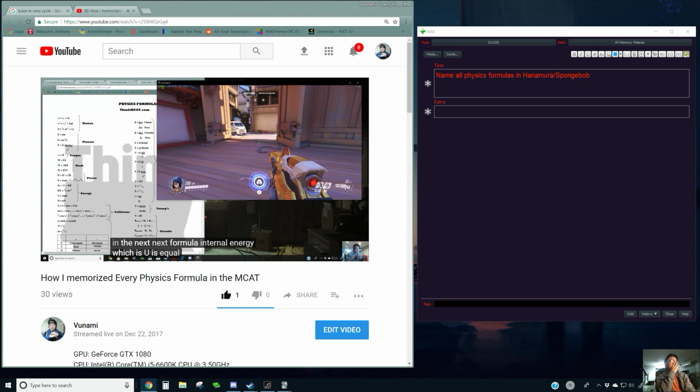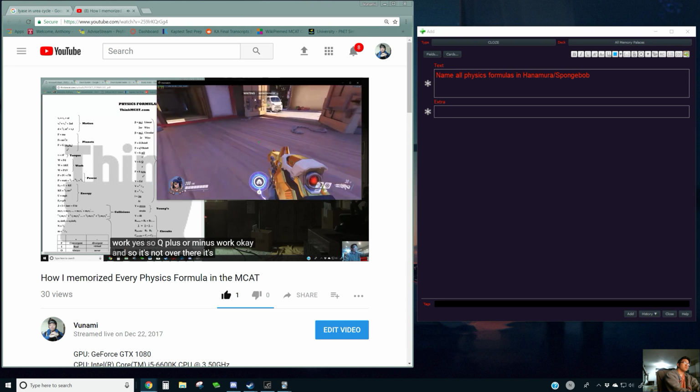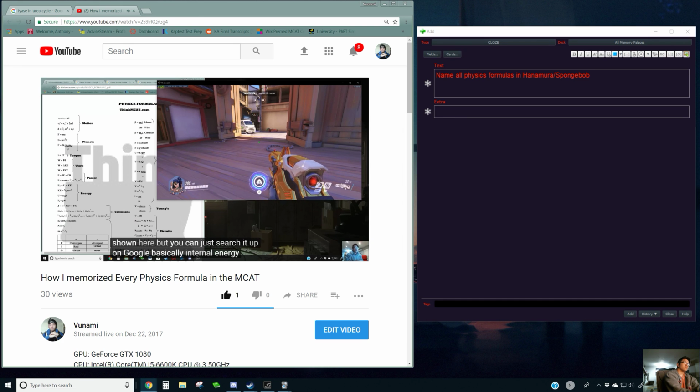Internal energy, which is U, is equal to the heat inside him, right? His internal energy, which is inside. You can imagine heat building up, okay? This is plus or minus the actual, so heat plus what? Yes, so Q plus or minus work, okay? It's not shown here, but you can just search it up on Google. Basically, internal energy is equal to Q plus or minus work. It depends on the system and surroundings, right? But basically, the heat which is found inside.